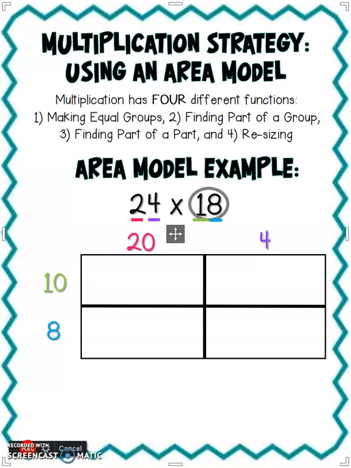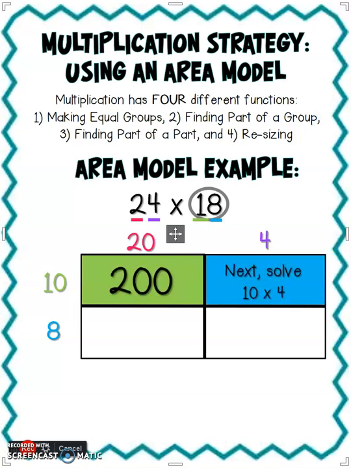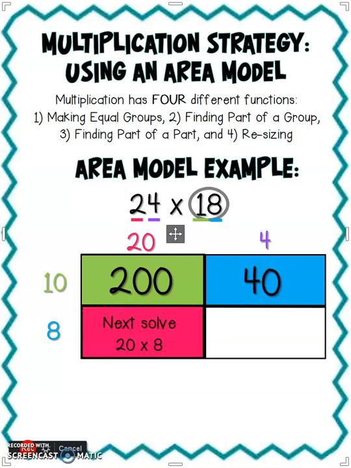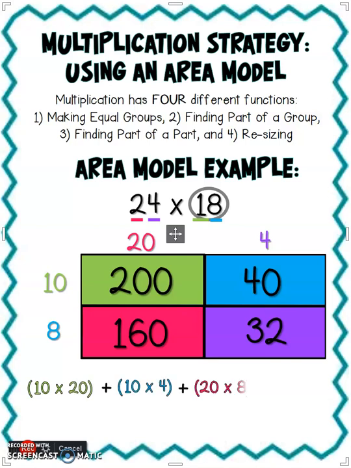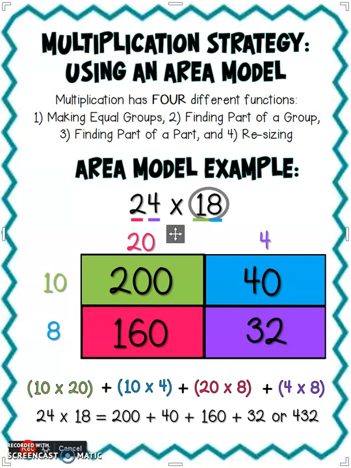Now I just need to find each of these four boxes' totals. So first I'll do 10 times 20. 10 times 20 is 200. Then I'll solve 10 times 4. 10 times 4 is 40. Next, I'll solve 20 times 8, which I know is going to equal 160. And finally, I'll solve 4 times 8, which equals 32. Now to find my total product, I need to add together all of my mini totals. So I'm adding together 200 plus 160 plus 40 plus 32 to give me a final product of 432.